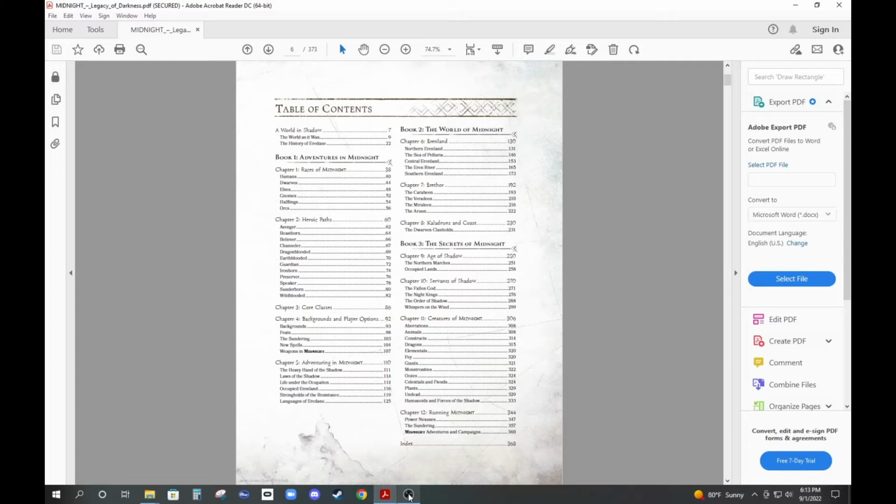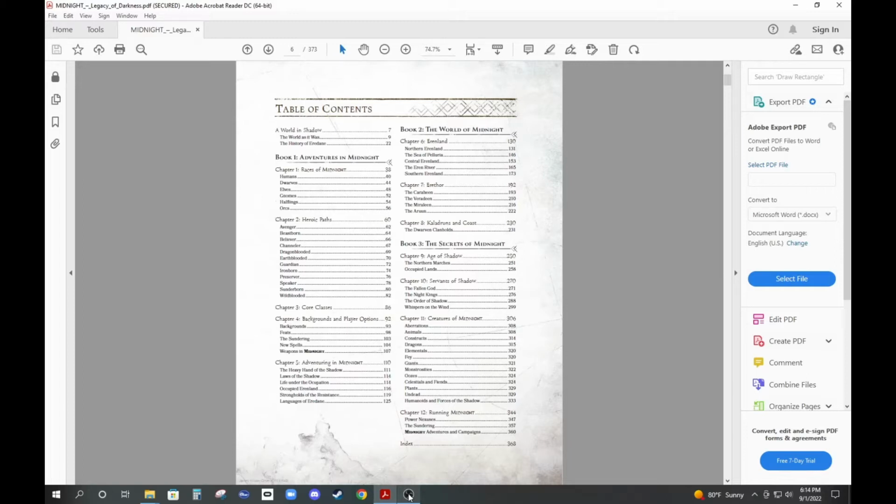Chapter 3 talks about some of the core classes of 5th edition, and then the ones that are no longer available for you to play as here in Midnight Legacy of Darkness. Chapter 4 talks about some backgrounds and player options for the game, as well as Chapter 5 talks about adventuring in the world of Midnight.